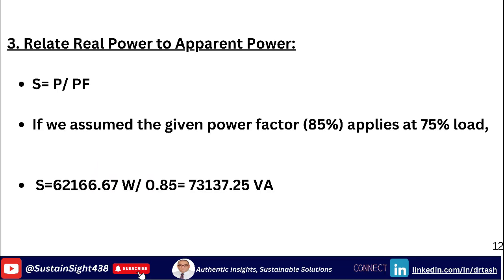Now we bring in the power factor. Power factor relates the real power we just calculated to the apparent power that the source must supply. Apparent power is real power divided by the power factor. The power factor is given as 85%, or 0.85. Let's calculate the apparent input power, 62,166.67 watts divided by 0.85. This gives us approximately 73,137.25 volt amperes, VA. This is the total apparent power being pulled from the 480 volt, three-phase lines.